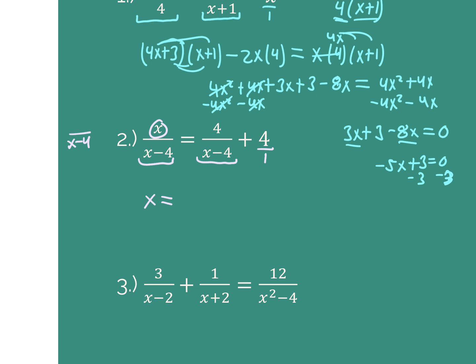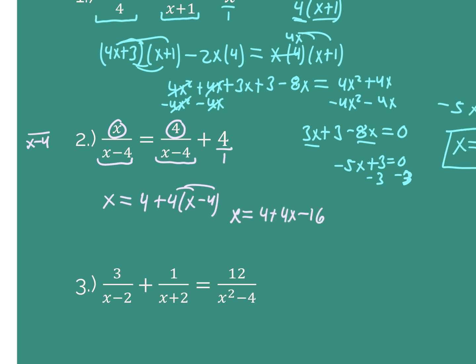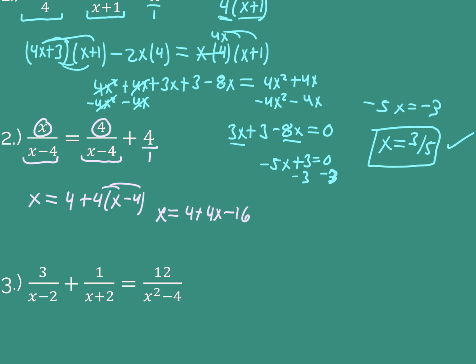All right, this other x minus 4 is also not missing anything, so I can carry down that 4. And this 4 over 1, I'm missing the x minus 4, so it's going to be a plus 4 times x minus 4. Then we end up with a very simple linear equation, which we can solve now. So this is going to be x equals 4 plus 4x minus 16. Combine like terms, and then I just want to solve for x.